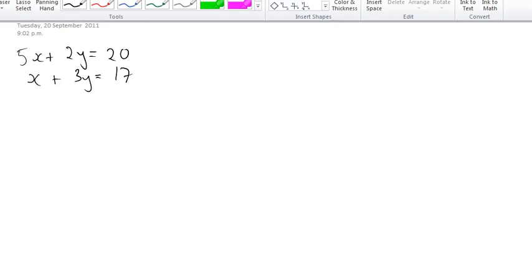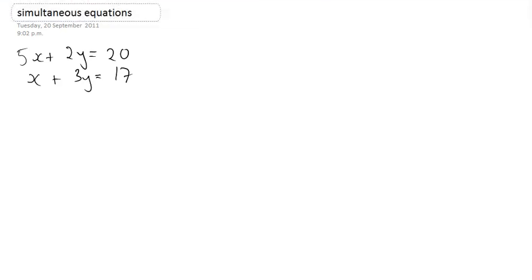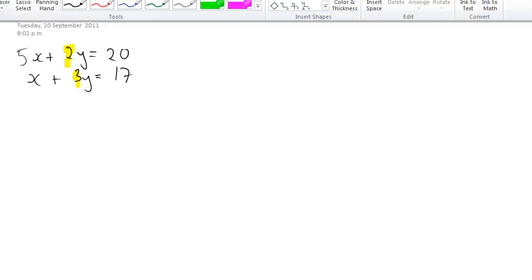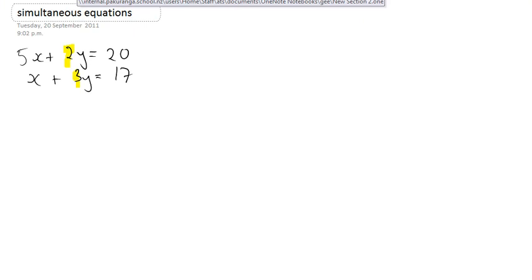So this video is looking at simultaneous equations, and we're looking at the elimination method. The aim of the elimination method is to make the coefficients of one of your variables the same, and then you can cancel those coefficients out, so therefore the variable disappears. So I am aiming to make the y's the same. I could do it with the x's, it wouldn't matter. Okay, it will still give me the same answer.